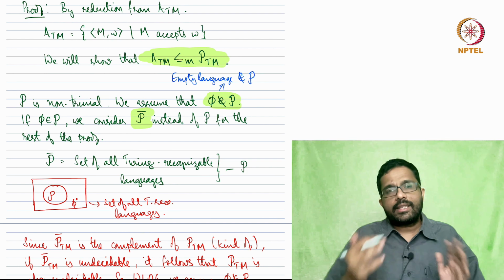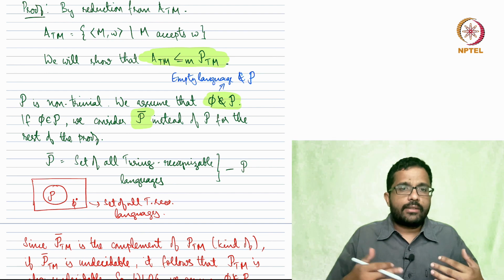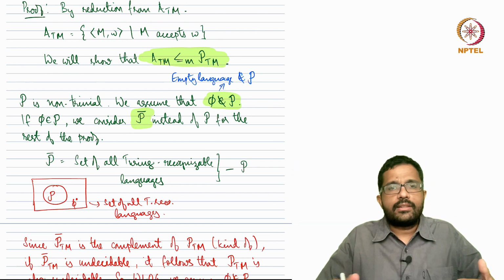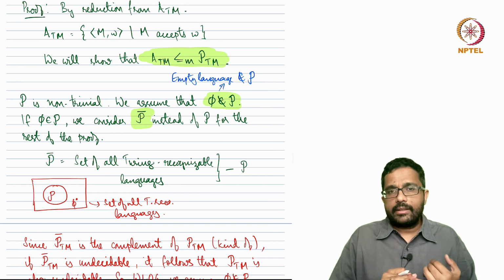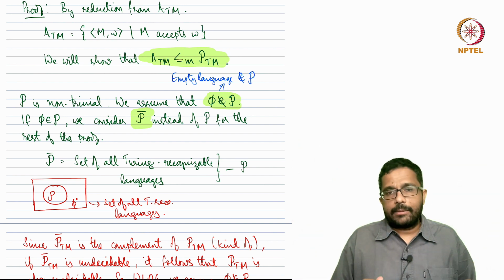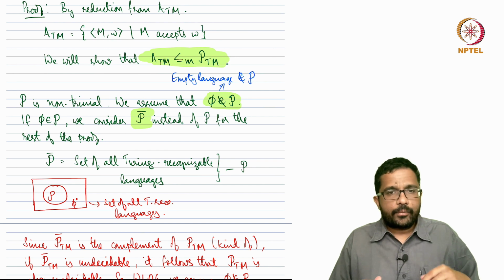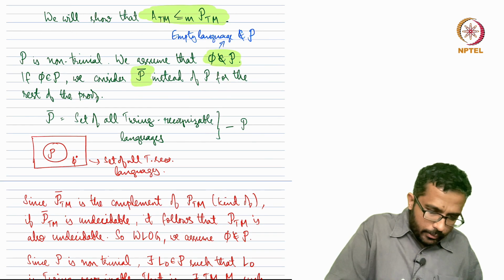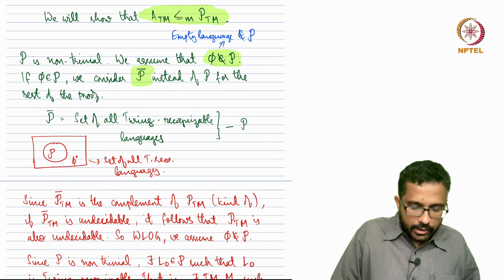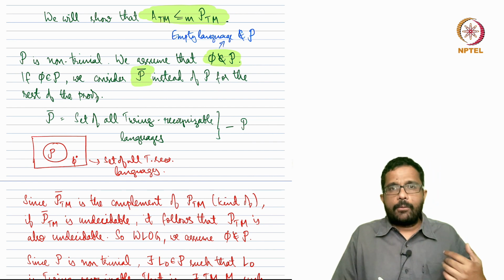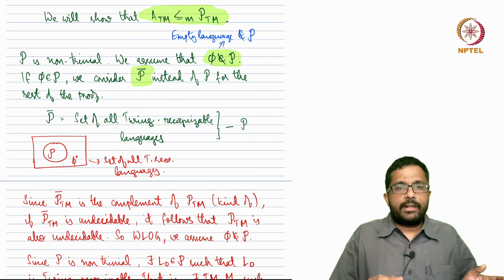Asking whether a Turing machine has property P and asking whether it has the property P complement is the same, because if it has the property P, it does not have the property P complement. If it has the property P complement, it does not have the property P. So to decide P is the same as deciding P complement. If P does not contain the empty language, we can consider P complement, which certainly contains the empty language, and then proceed.